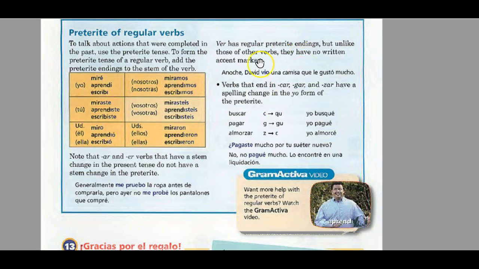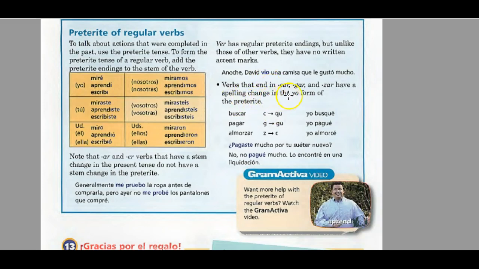Okay, let's look at what else. Ver has regular preterite endings. So you have viste, vio, vimos, and vieron. But unlike those of the other verbs, they have no written accent marks. So here's an example. Anoche David vio una camisa que le gustó mucho. Vio. It's just written without an accent mark, as you can see.